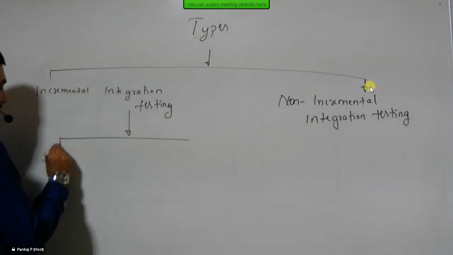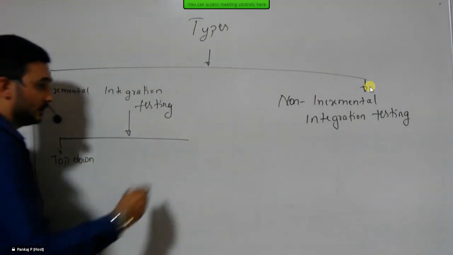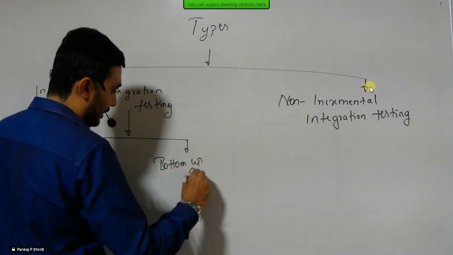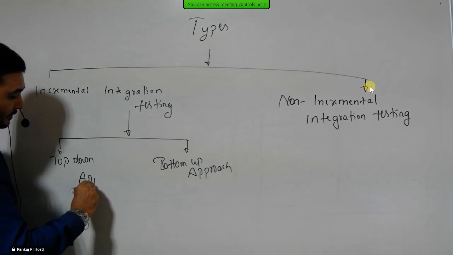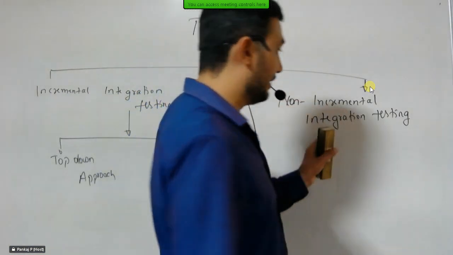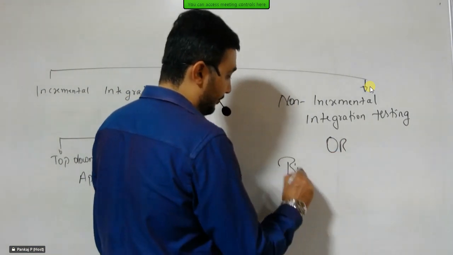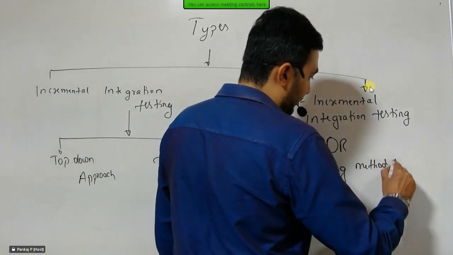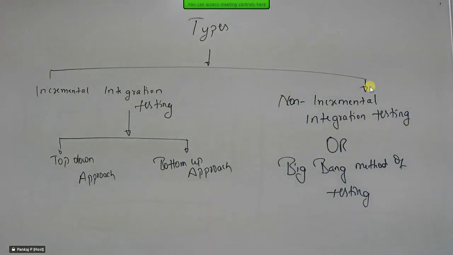Under incremental testing, we have the top down approach and the bottom up approach. And very famously asked, what is the other name for non-incremental integration testing? It's the Big Bang method of testing. Please write this down and let us continue with this explanation.